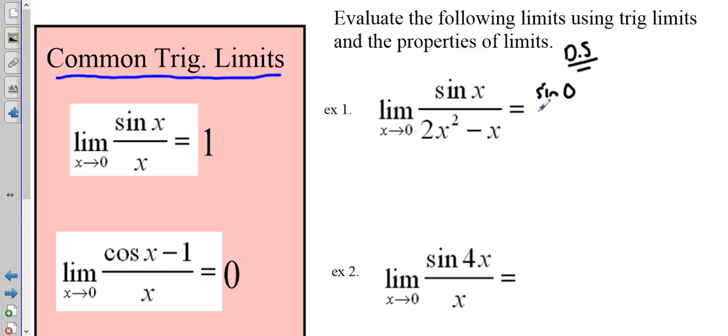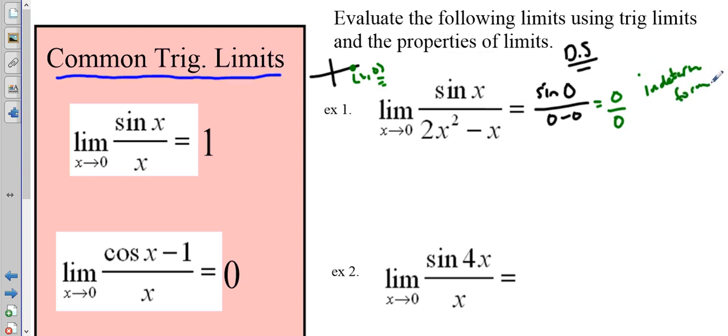Just so we know, the sine of 0: our point is right here, where 0 degrees is. Our point is (1, 0). Sine is the y value, and that's going to equal 0 right here. On the bottom, we plug in 0, and we can see that's going to be 0 minus 0, which is also 0. So we have indeterminate form, just like the other ones. So we have some removable discontinuity here.